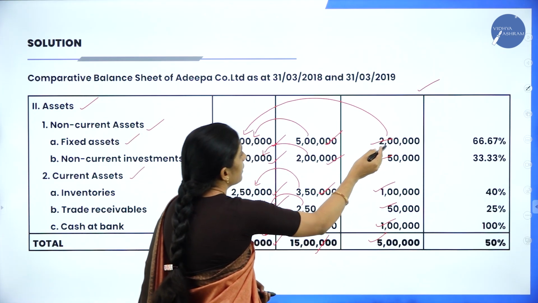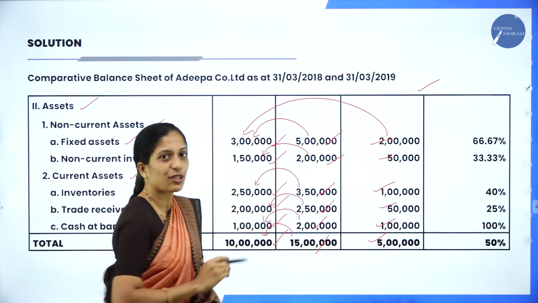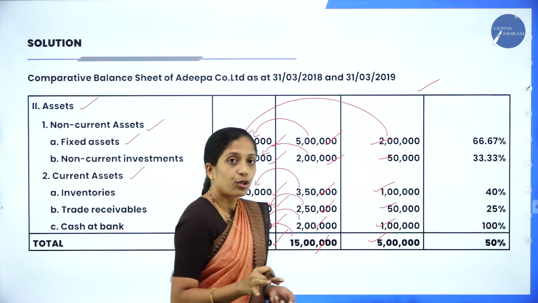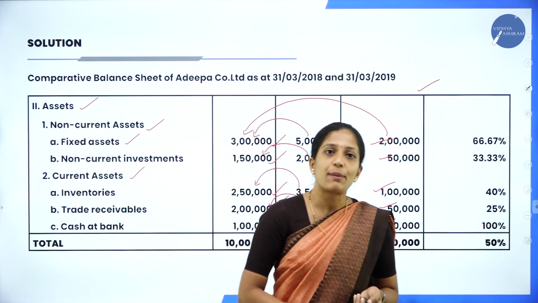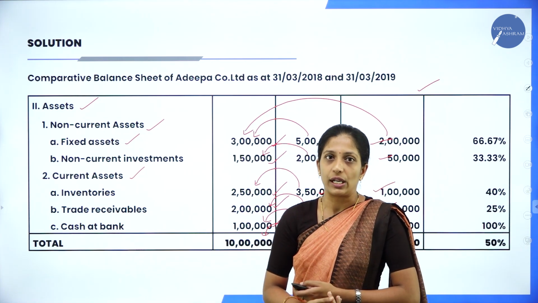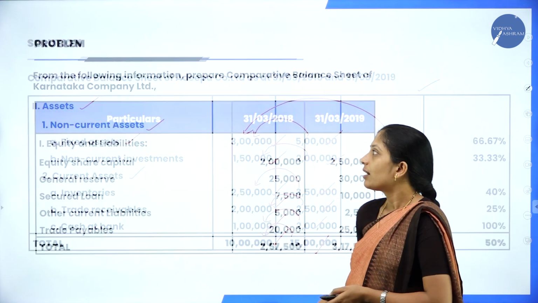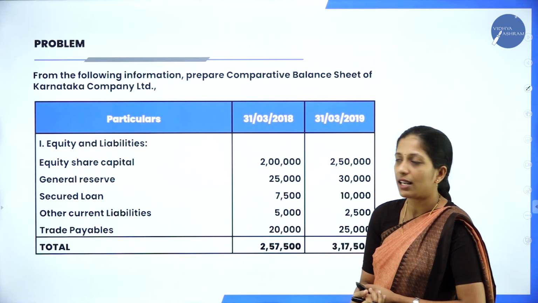So how do you write? This divided by this into 100. Okay, so this is the 12 marks problem, a very easy problem, you just need to calculate. This is one of the question paper problems. Now, moving on to the next question, of a similar type.